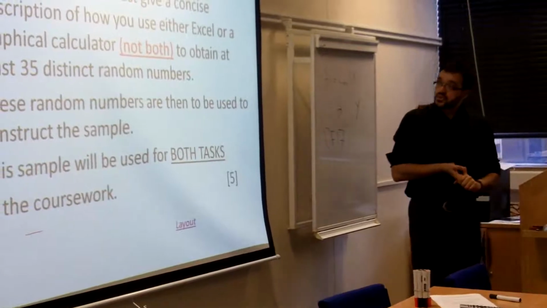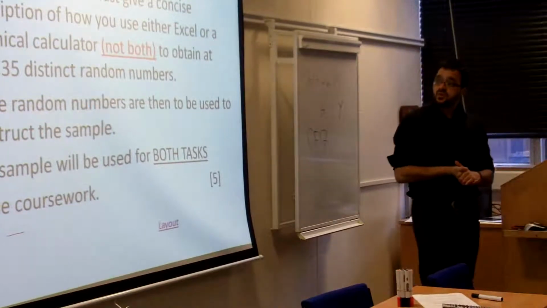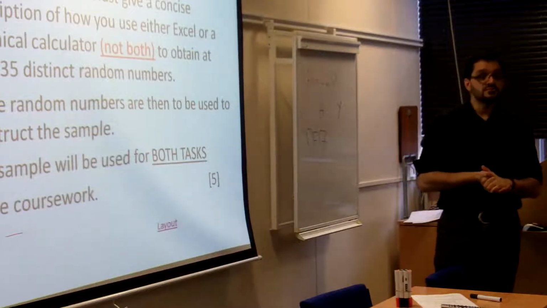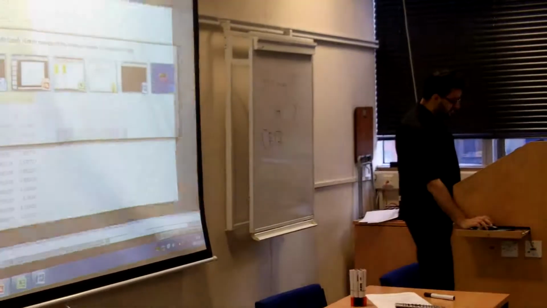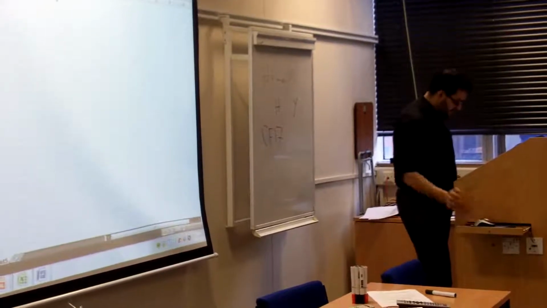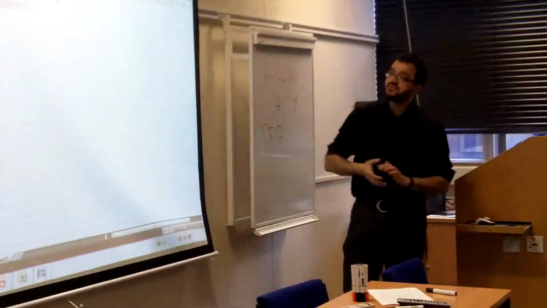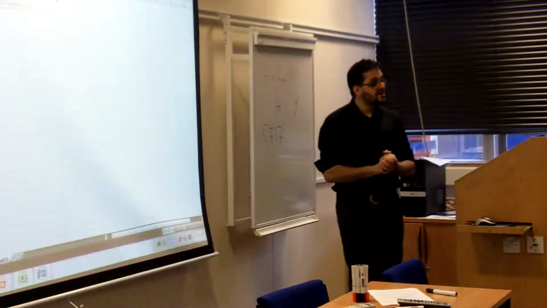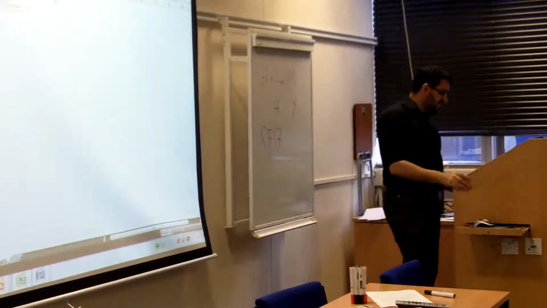So you need to either use Excel or a graphical calculator, but not both, to obtain at least 35 distinct random numbers. I'm sure you have been shown this as an example. You could easily use the RANDBETWEEN function, defining what random variables you want, which population you're going to use as your sample. Okay?